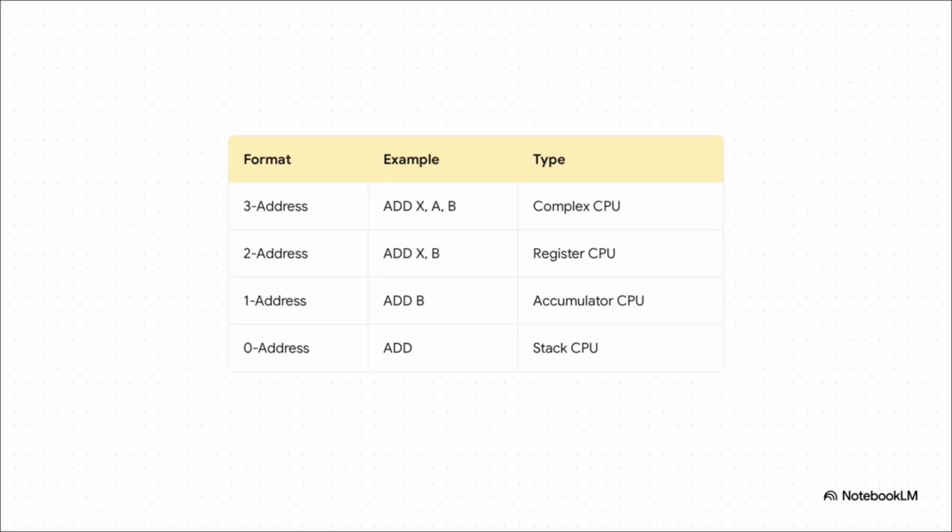In a typical register CPU, it's a 2-address format. Add b into x. In our basic Mano computer, which is 1 address, we just say add b, because the accumulator is always automatically assumed to be the other half of the equation. And in a stack CPU, we don't use addresses at all. It's a 0-address format. We literally just issue the command add because it knows the operands are already sitting right there on top of the stack.